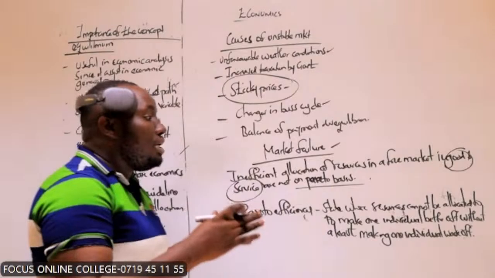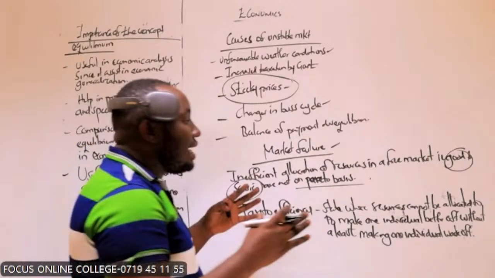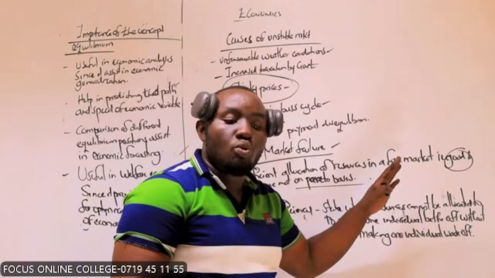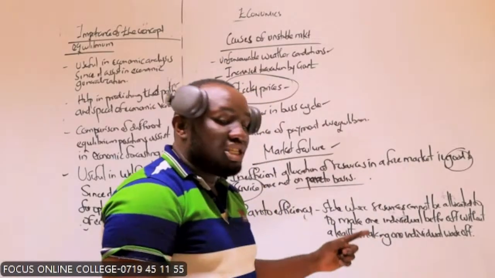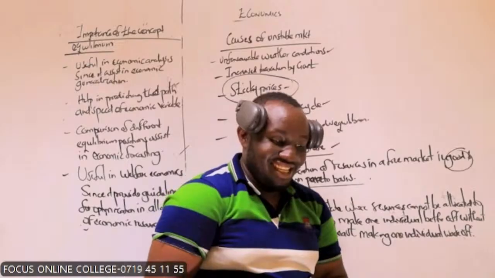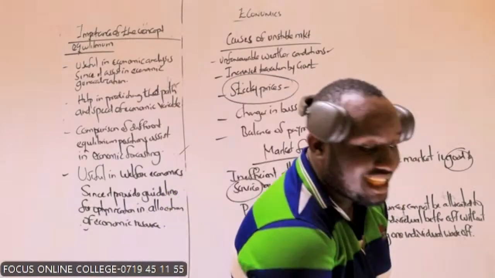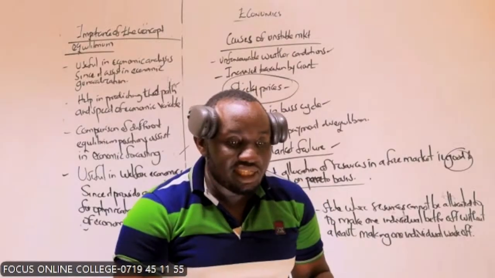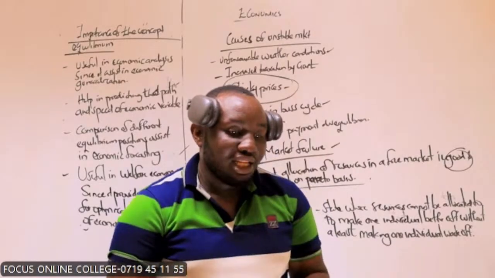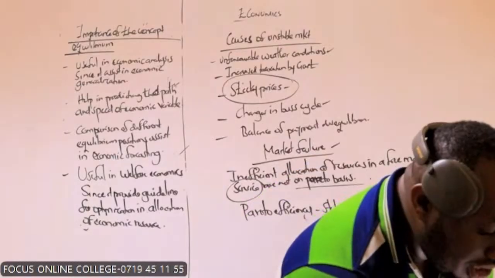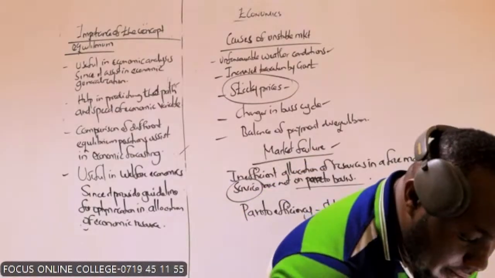What do we need to understand on this? It's a state where resources cannot be allocated to a pension scheme, making one individual better off without making someone worse off. Two things we need to understand. When you talk about a pension scheme, pension schemes have to be registered, for example NSSF. Is it true? Priska, NSSF, how would you get it?